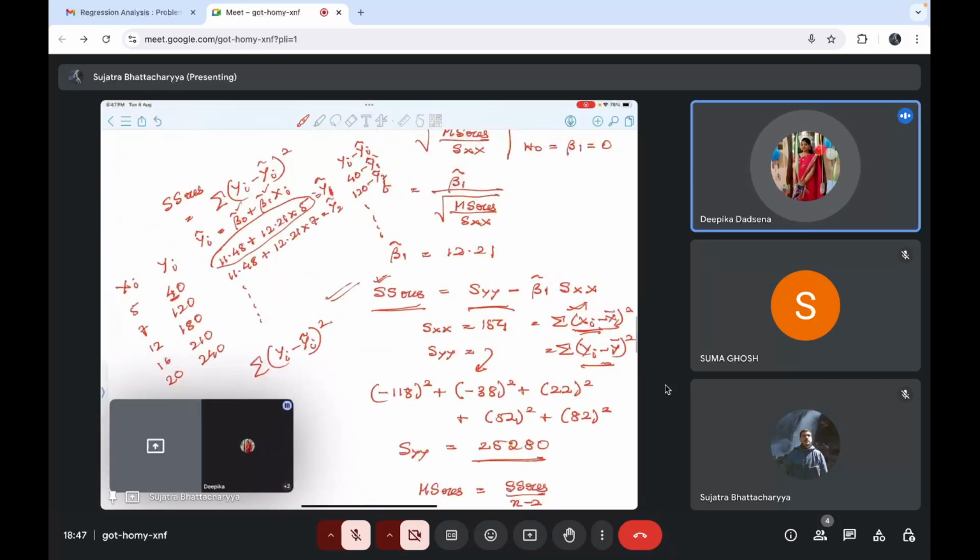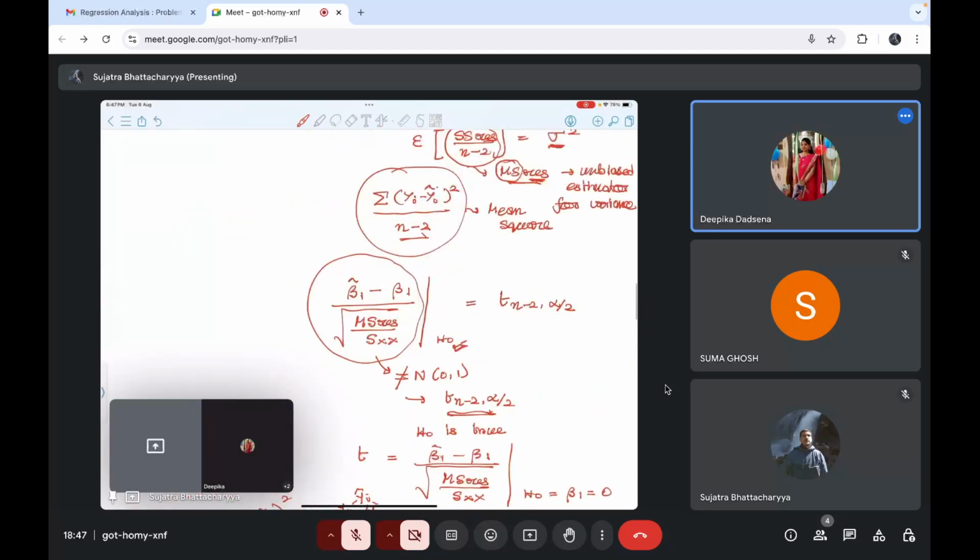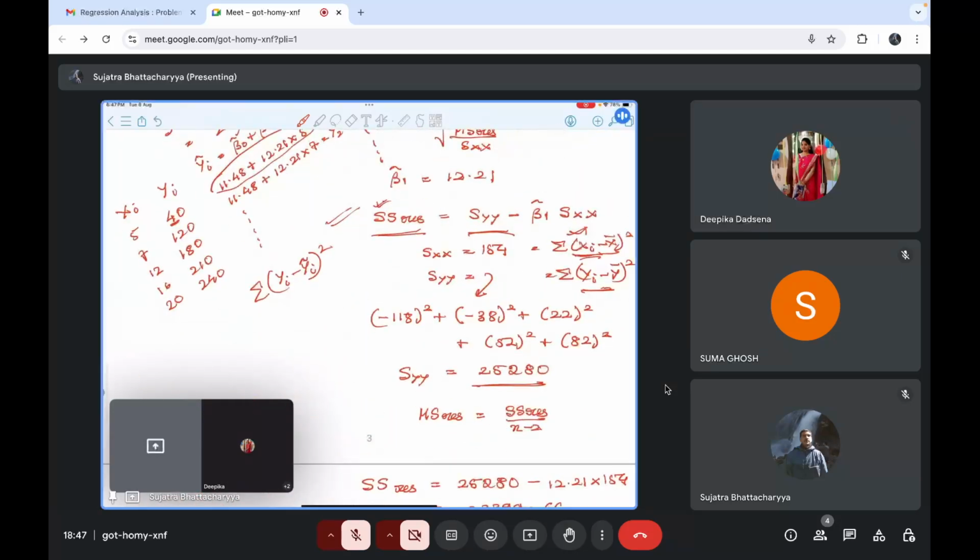Okay, yeah. I mean this one, right? Okay. I see. So this is SYY minus beta 1 hat SXX, which is actually SS residual. You can derive it.